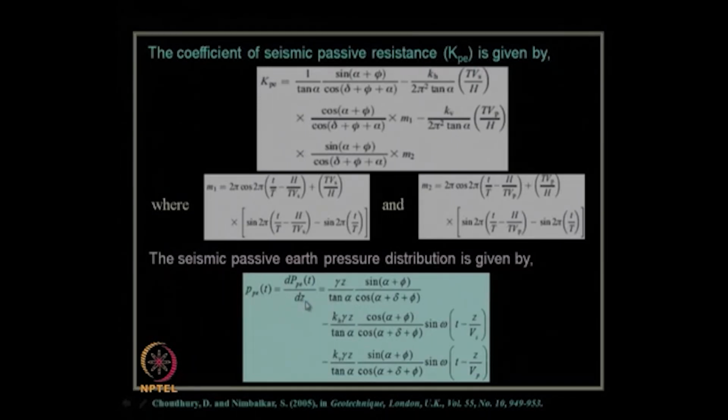So, once you know the distribution, automatically you know the point of application of the total passive resistance as well, which will help you to put the reinforcement in your wall section when you are designing the wall. Fine. So, all these details are available in this journal paper of Geotechnical by Chaudhary and Nimbalkar 2005.